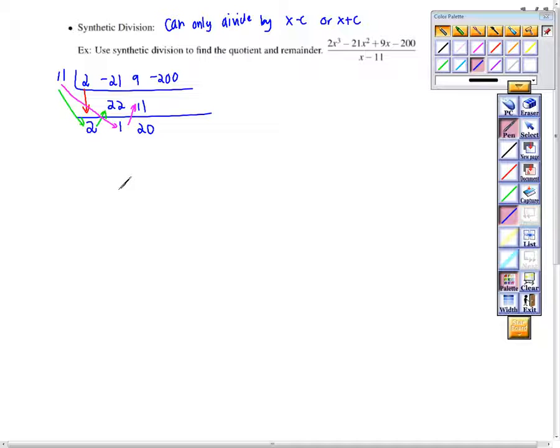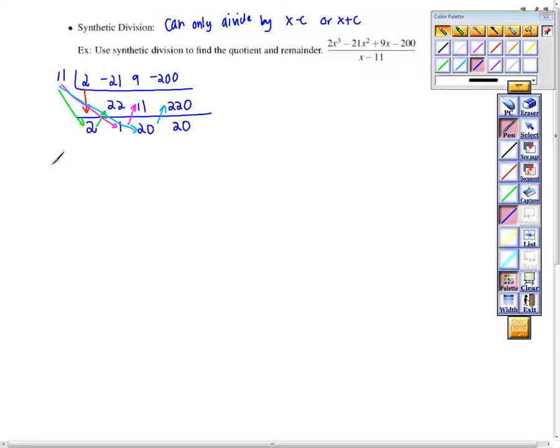Okay, and then we follow the same pattern. What do you think we do next? We just take 11 times 20 and stick it here. Let me do that in this color. 11 times 20, and I stick the answer right there. So 11 times 20 is positive 220. I have negative 200 plus 220. I have 20 as my remainder.